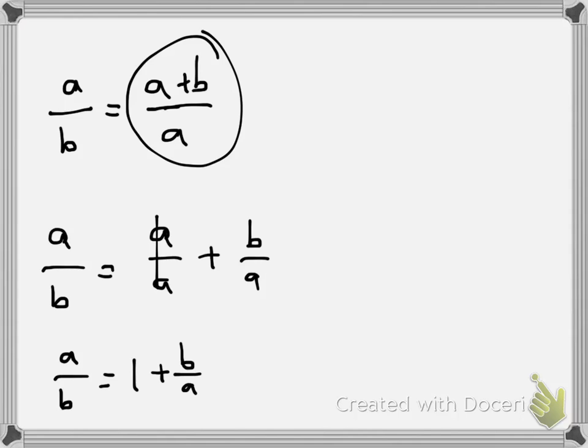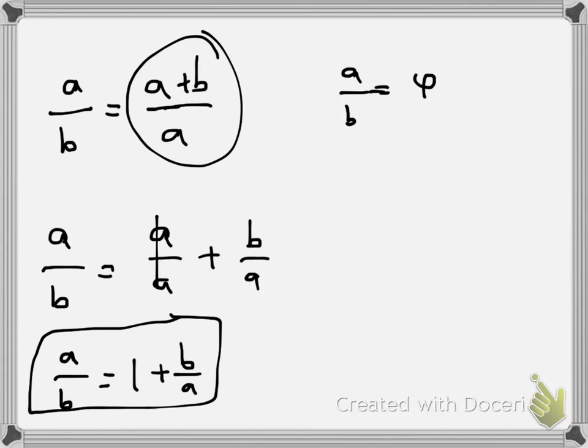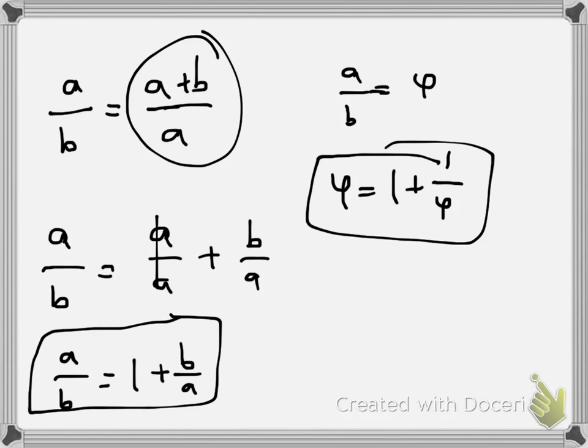So now we defined A over B as phi, and that means that phi equals 1 plus 1 over phi, because B over A is the inverse of A over B. To take the inverse of that expression, I just put it under 1. So now I have this really interesting equation where phi equals 1 plus 1 over phi, and that's kind of cool because if you take the inverse and add 1, you get the same number. That's a really interesting mathematical property.